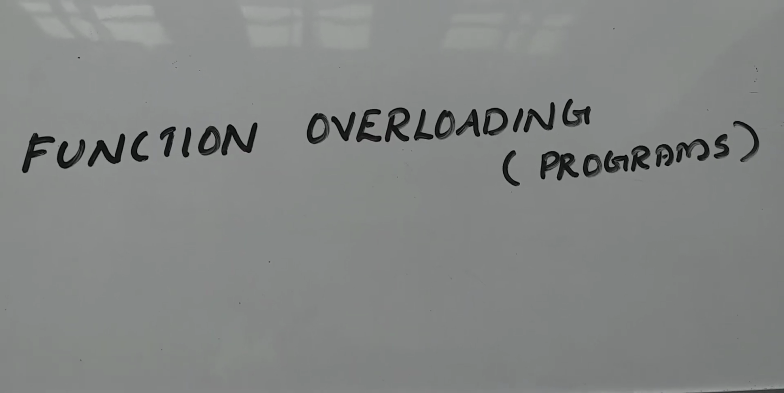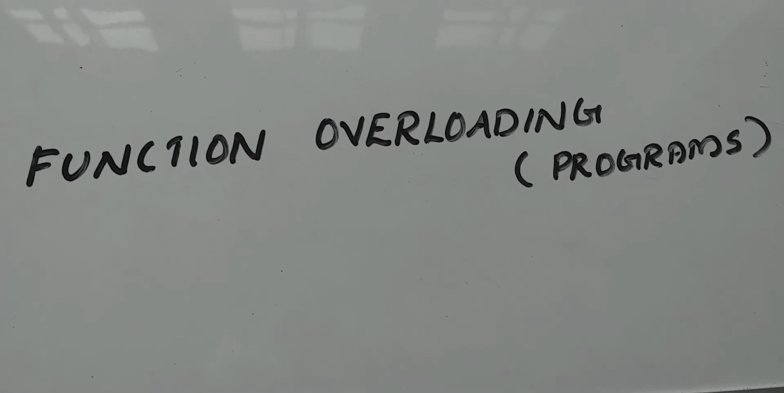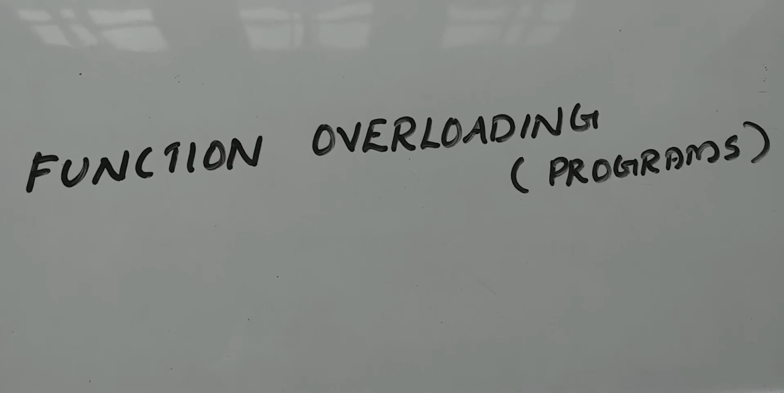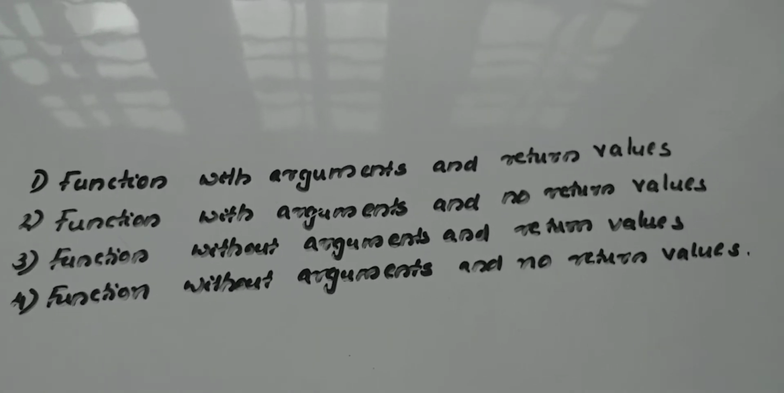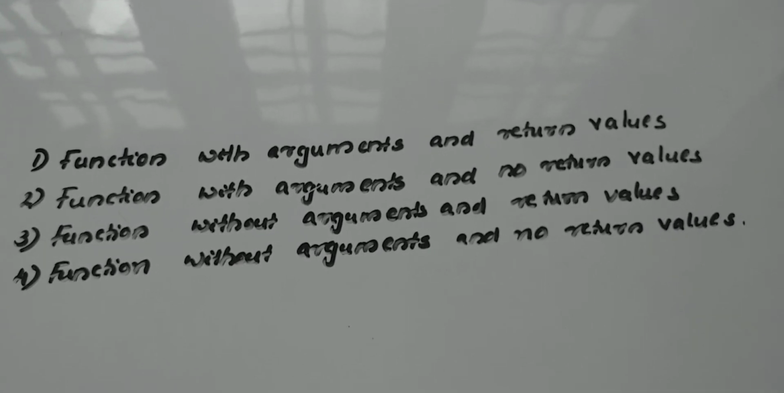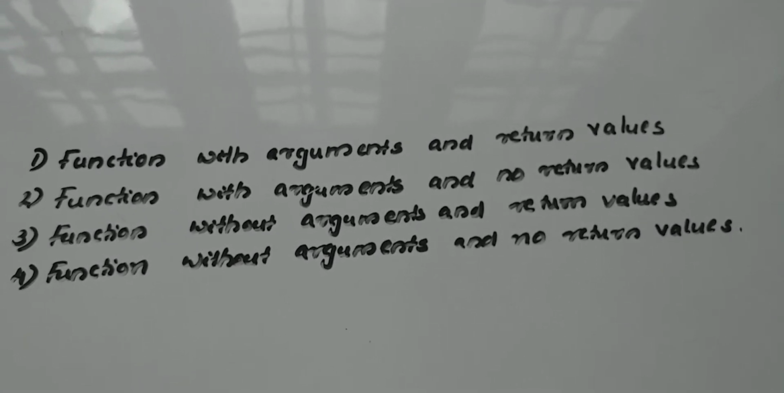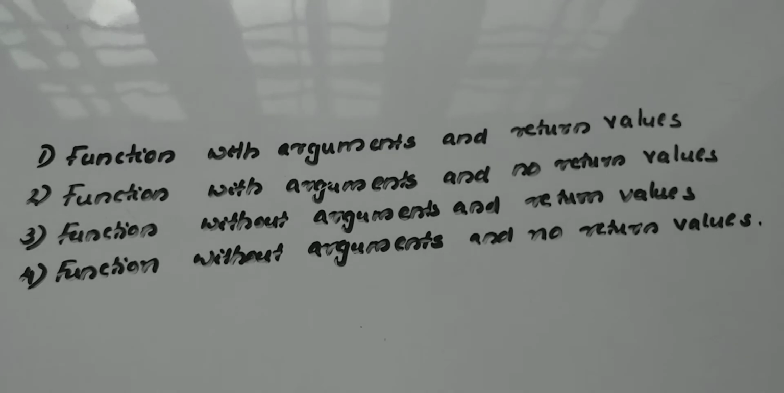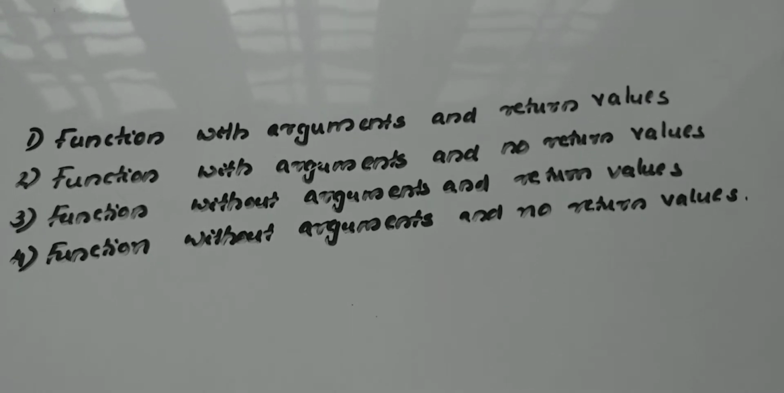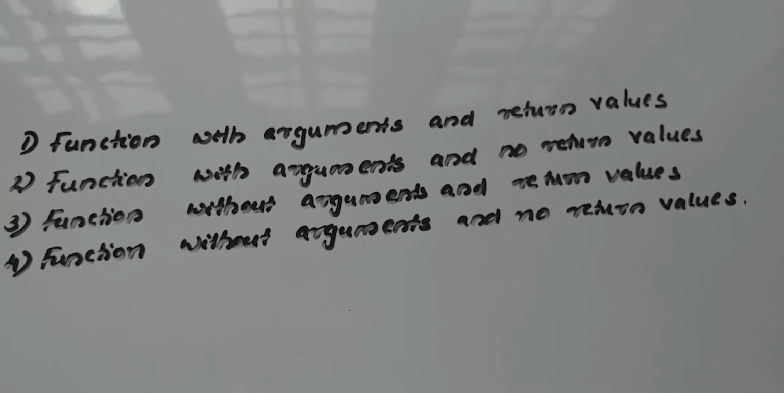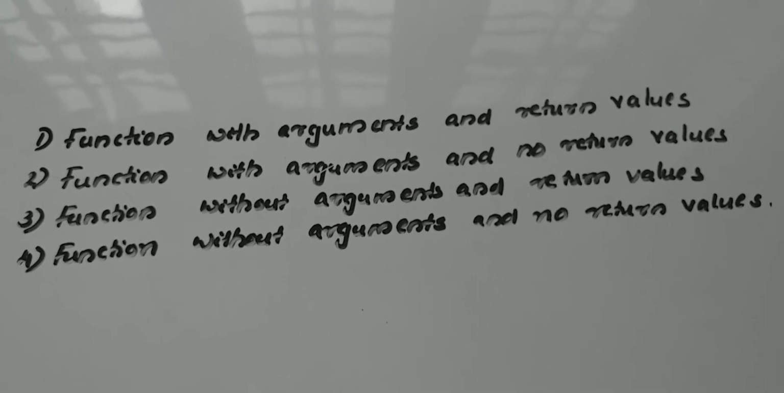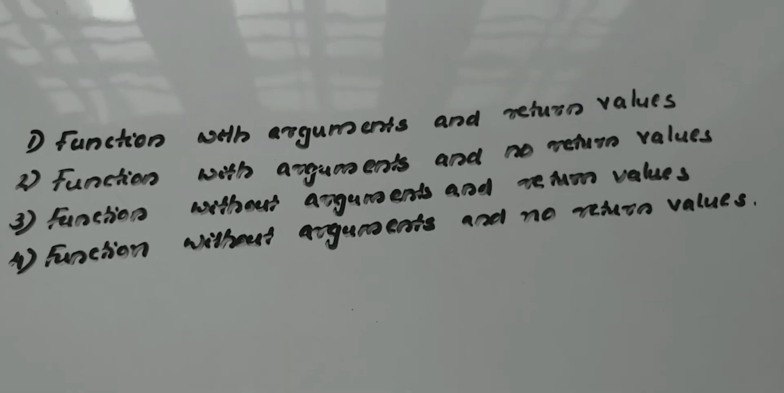Welcome back, students. In this class we are going to discuss some programs based on function overloading. As you all know, the functions in Java are of four types: function with arguments and return values, function with arguments and no return values, function without arguments and with return values, and function without arguments and no return values.